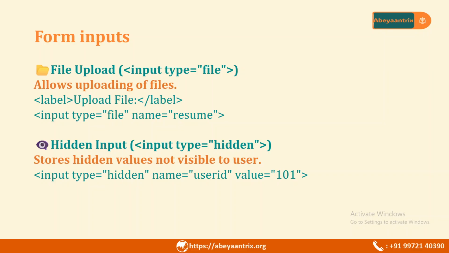Okay, here you can see input type is equal to hidden, name user ID, value 101. This is useful for passing along session IDs or tracking information or other behind the scenes data. Whenever you are hiding something, that time you can use the hidden input.